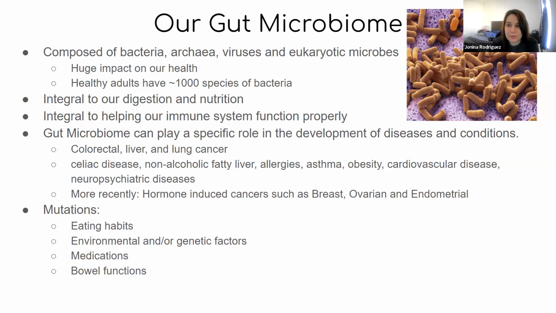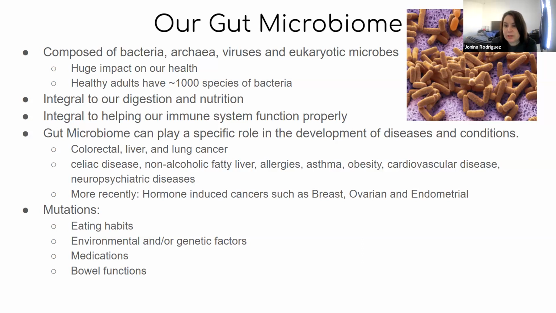What it does is it allows the immune cells to understand what is good bacteria and what is bad bacteria. So the gut microbiome in our gut is actually good bacteria, and any foreign pathogen, it helps it understand that it's a bad bacteria. A gut microbiome can also play specific roles in the development of diseases and conditions, so much so that right now it's mainly linked to colorectal, liver, and even lung cancer. As you know, celiac disease, non-alcoholic fatty liver. It's also linked to allergies, asthma, and of course, obesity, cardiovascular disease, and neuropsychiatric diseases such as autism or ADHD.